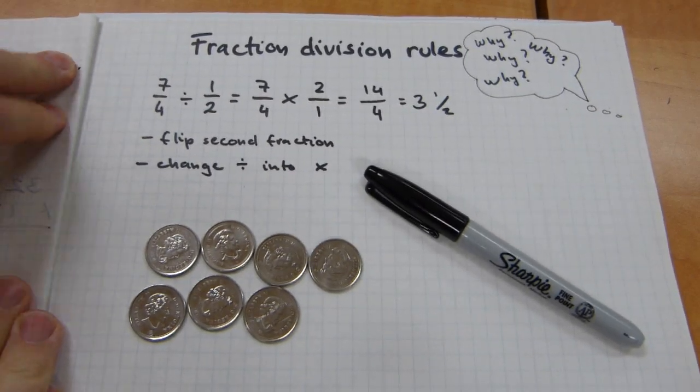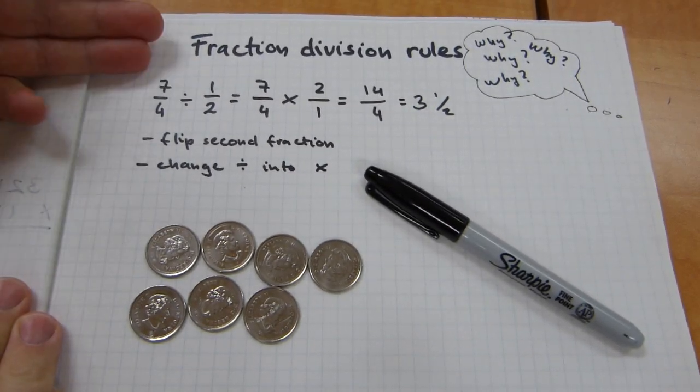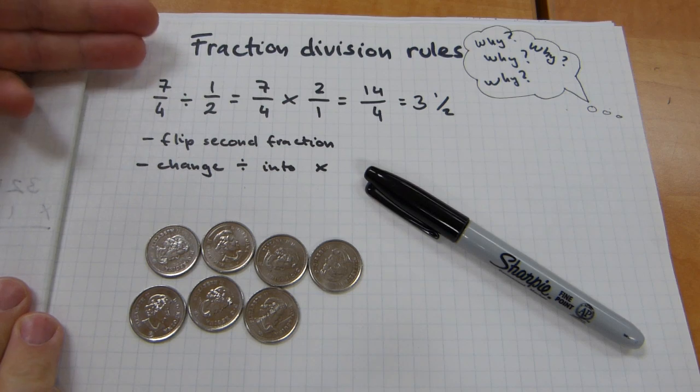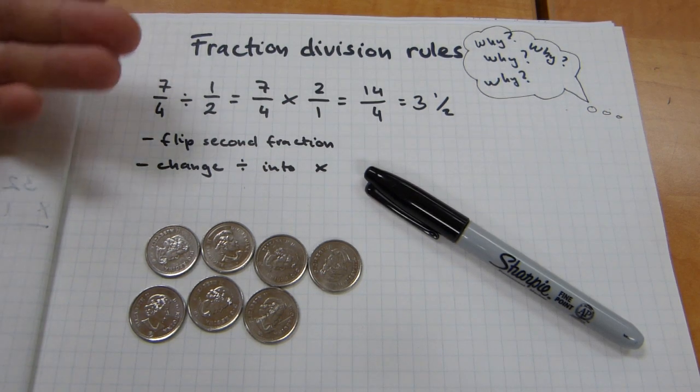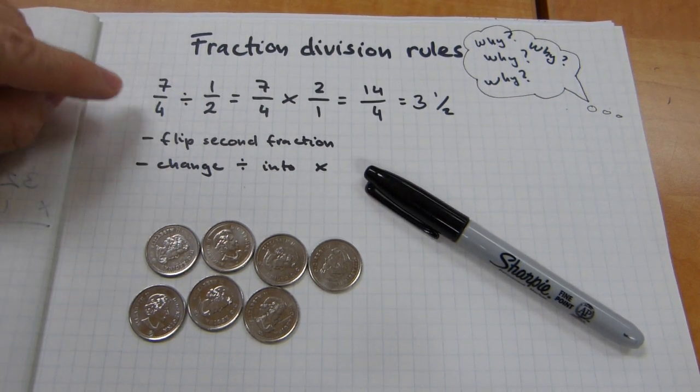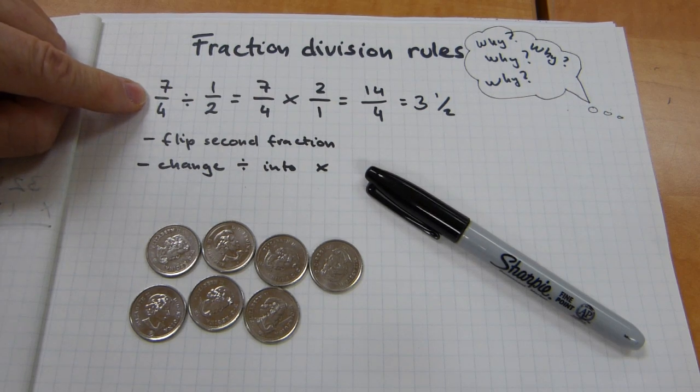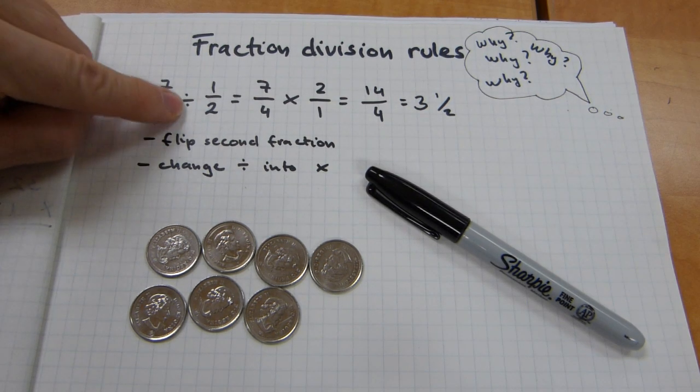You might have wondered at one point in your math studies, what is the reason behind the weird rules of fraction division? In this video, I'll try to shed some light on it. Here's a fraction division problem that I'm going to use to illustrate my points, 7 over 4 divided by 1 over 2.